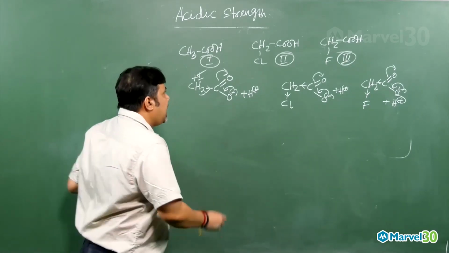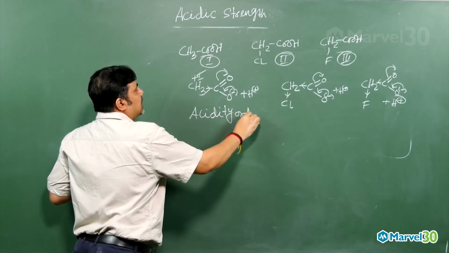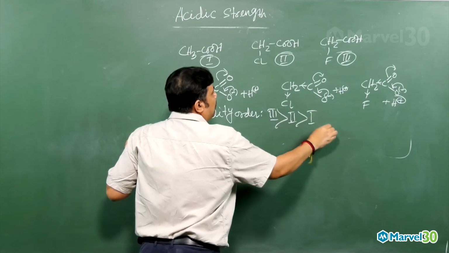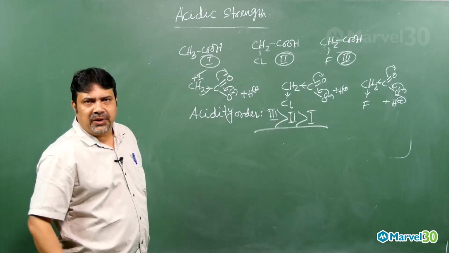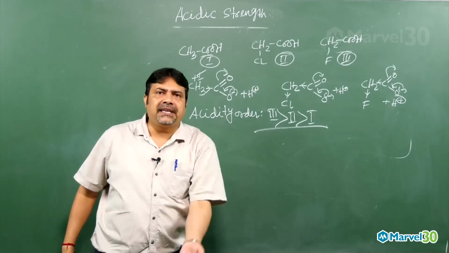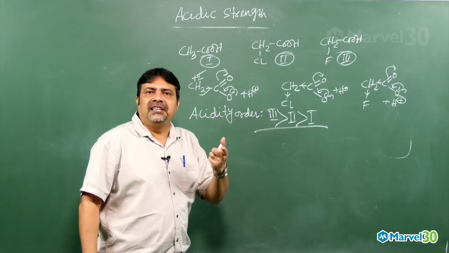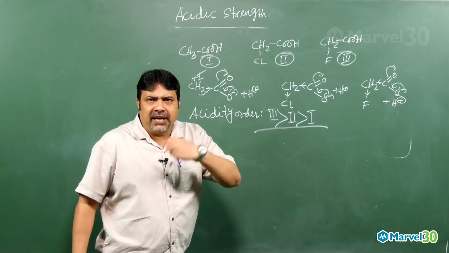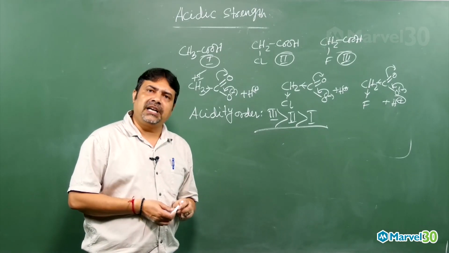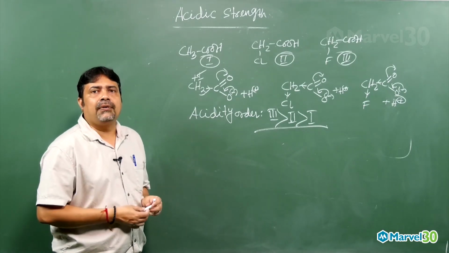So the acidity order will be 3 is greater than 2, 2 is greater than 1. But if they ask the pK order, make it reverse. That means 1 is greater than 2, 2 is greater than 3. If you reverse the acidity order, you will get the pK order. Clear, my dear student?